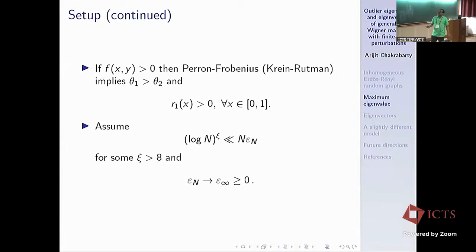Our assumption is exactly the same as that in Erdős et al.: n epsilon_n grows much faster than (log n)^ξ for some ξ greater than 8. In that slide, n was downstairs over here, but that's exactly the same. And epsilon_n has a limit which can be 0 or something positive. For most of the results, we don't really care whether epsilon_infinity is 0 or not, although towards the end, in some results, we'll assume epsilon_infinity to be 0.